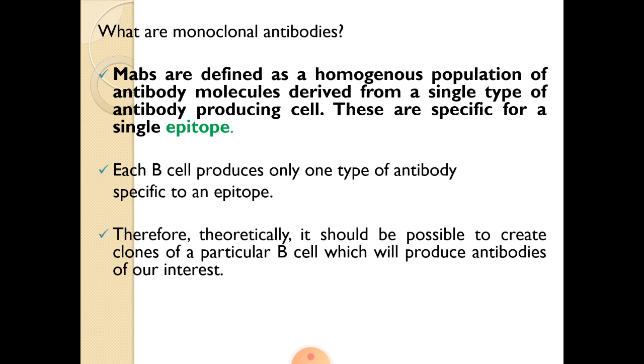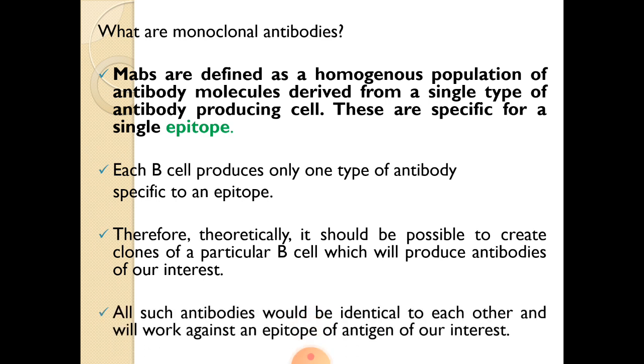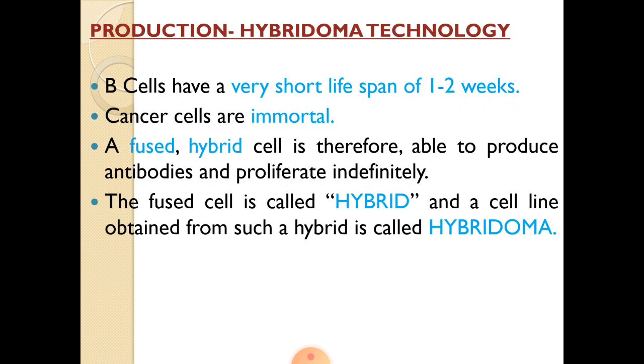Therefore, theoretically, it should be possible to create clones of a particular plasma cell derived from a particular B cell, which will produce antibodies of our interest. All such antibodies would be identical to each other and will work against an epitope of antigen of our interest. Then, how are these MABs produced? They are produced by what is known as hybridoma technology.